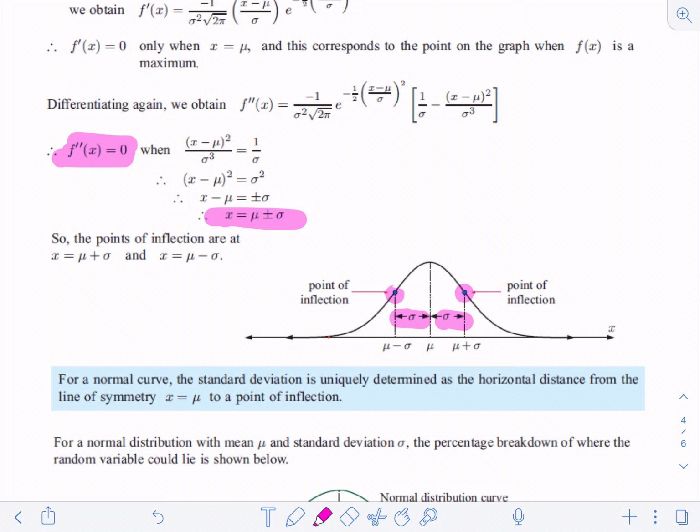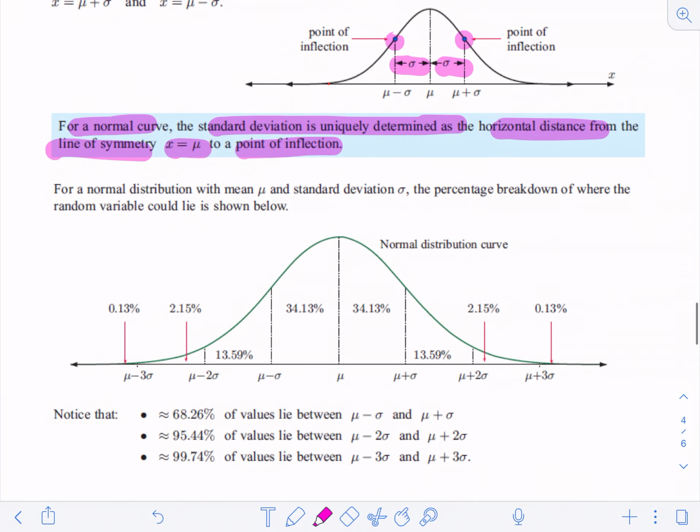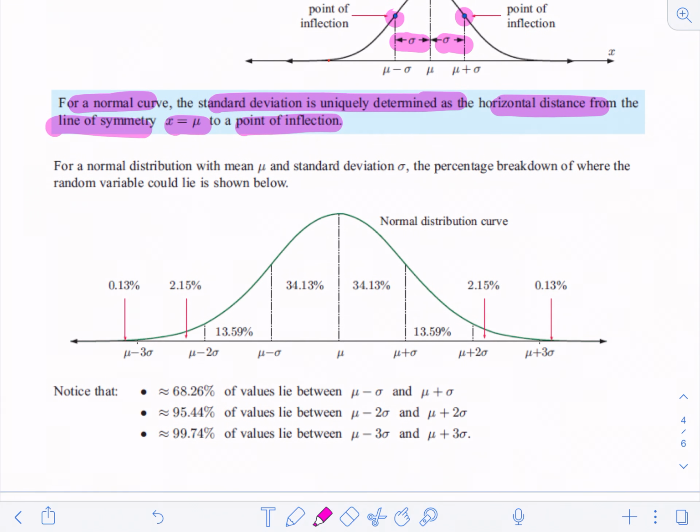And so it says that for the normal curve, the standard deviation is uniquely determined as the horizontal distance from the line of symmetry, which is the mean, to a point of inflection. And that is always what happens on a normal distribution curve. And because of that, here are some percentages that are always true for every normal distribution curve. Regardless of the data, if it's an exactly normal distribution curve, this is where you're going to find your probabilities.